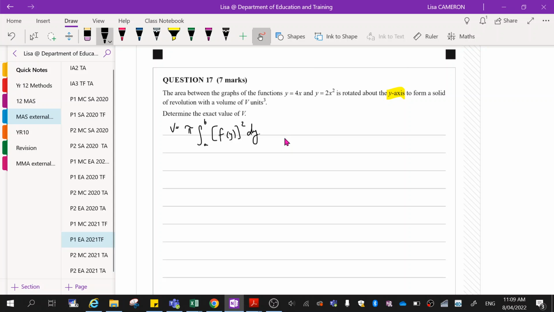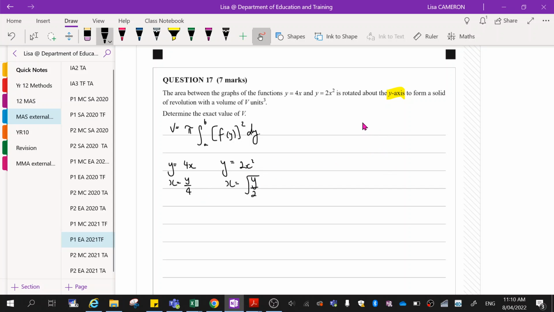So the first thing I'm going to do is rearrange those two equations. The first one is y equals 4x, which means that x is equal to y over 4. The next one is y is equal to 2x squared, which means that x is equal to y over 2, and square root that whole thing. Or you could say it's to the power of a half, either or. All right, so that's what I found so far.